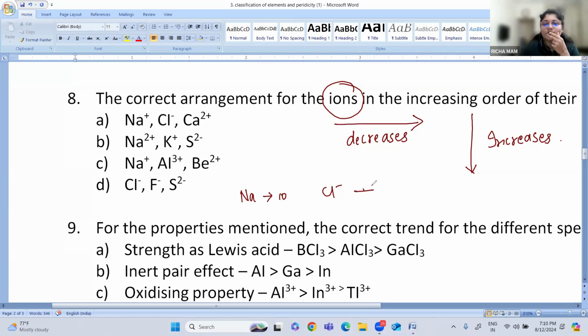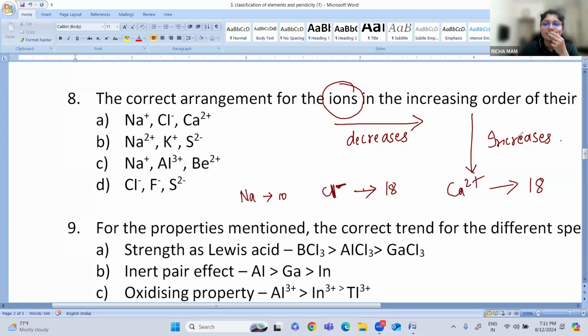Then Cl minus. Cl minus means the electrons are 17, and minus means it is 18. Then Ca plus 2. Ca plus 2, atomic number is 20. So what will happen here? It will be 18 because it is plus 2, so you have to subtract 2.